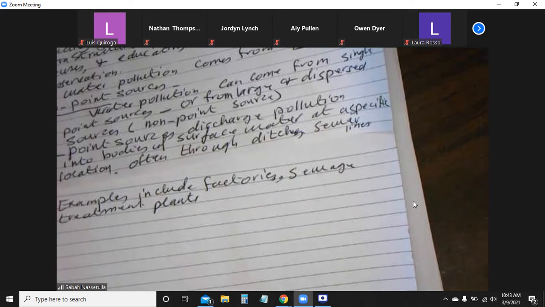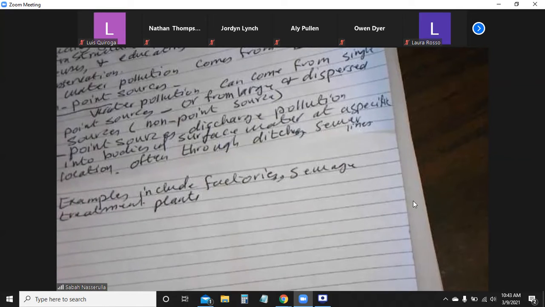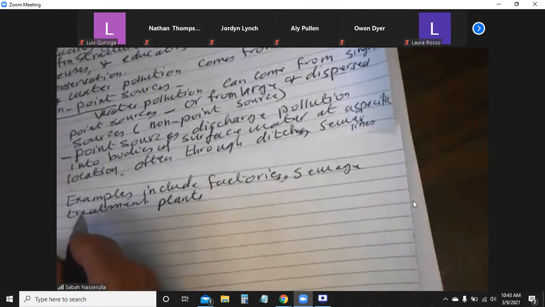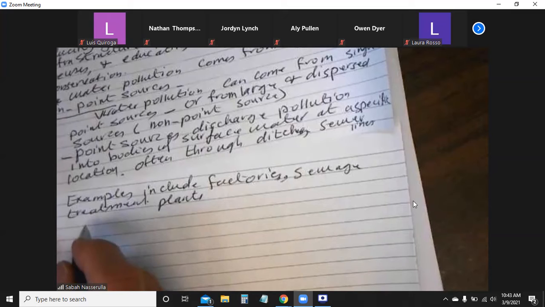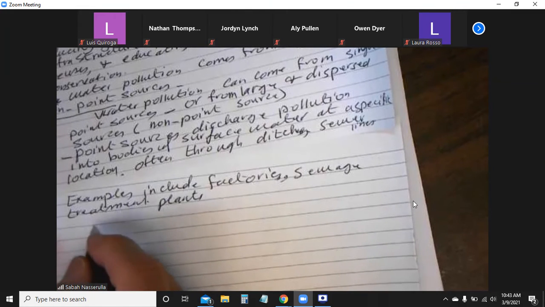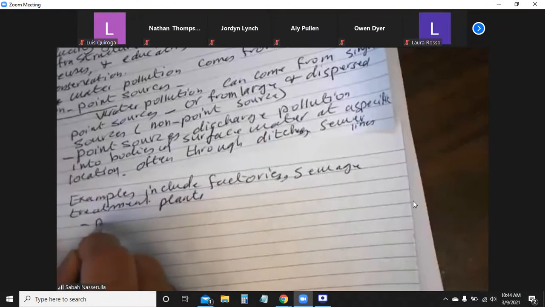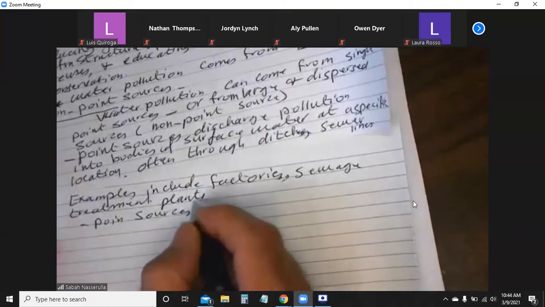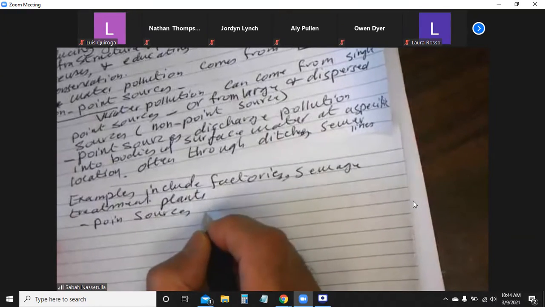One thing about point sources is that at least you know where the source of the pollution is. That is one of the advantages to mention. Point sources exist.